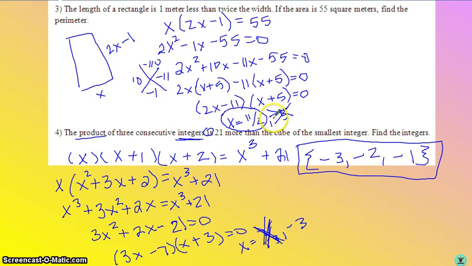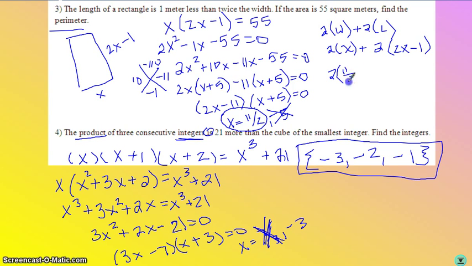And I'm sure you remember from geometry, once you get x equals, you have to make sure you're answering the question. We were asked to find the perimeter. The perimeter is 2 times the width plus 2 times the length. In this case, 2 times the x plus 2 times 2x minus 1. Let's plug in our value of x, 11 halves plus 2 times.